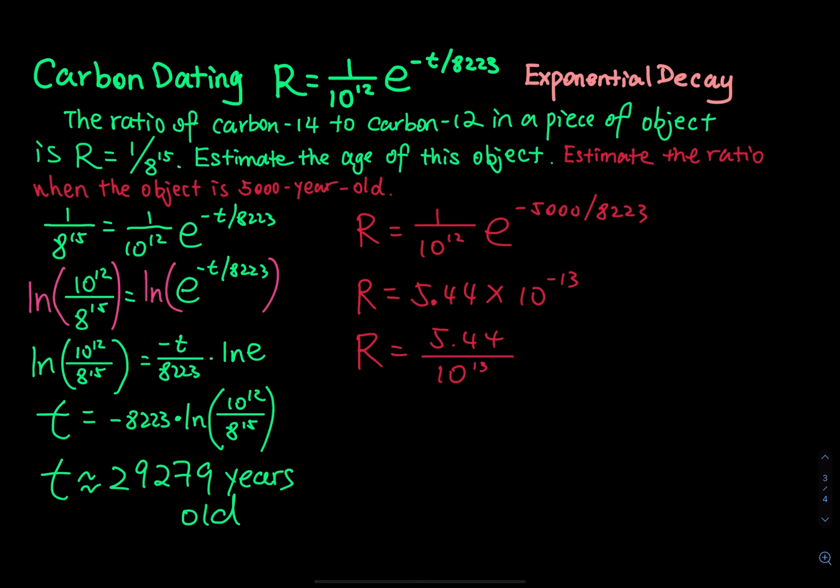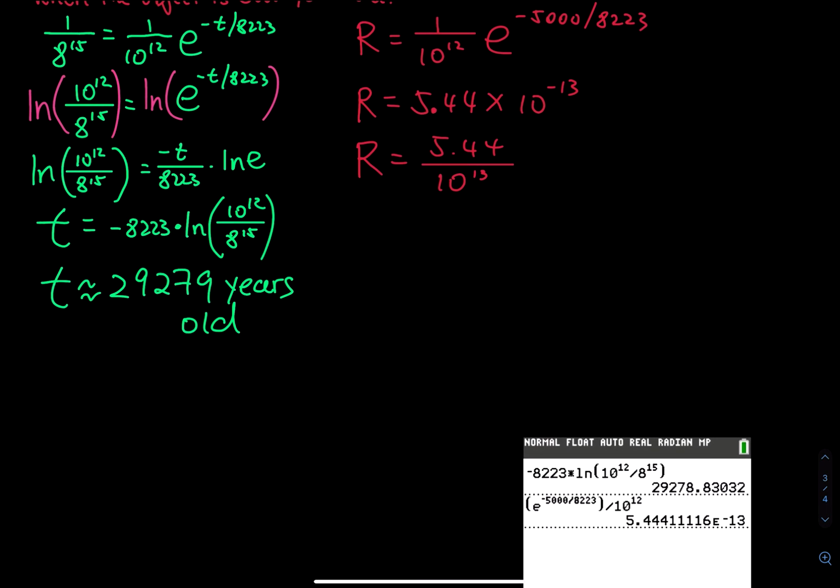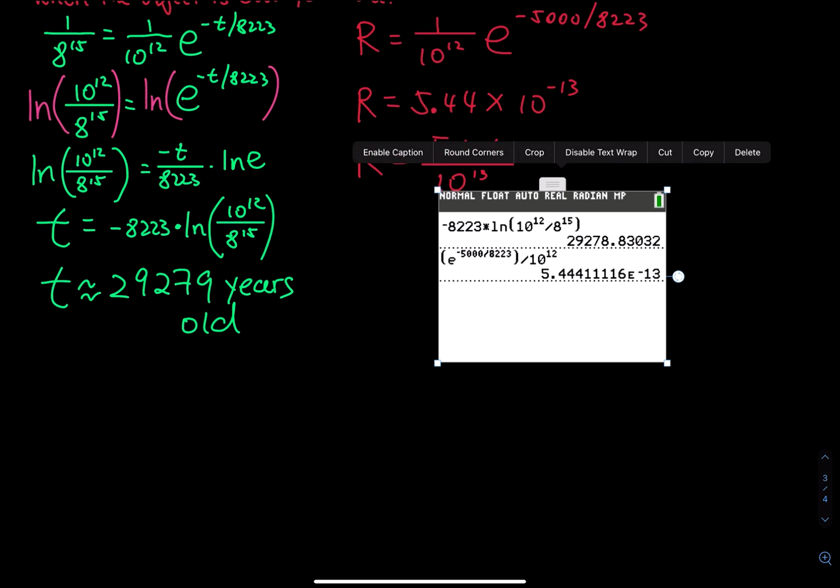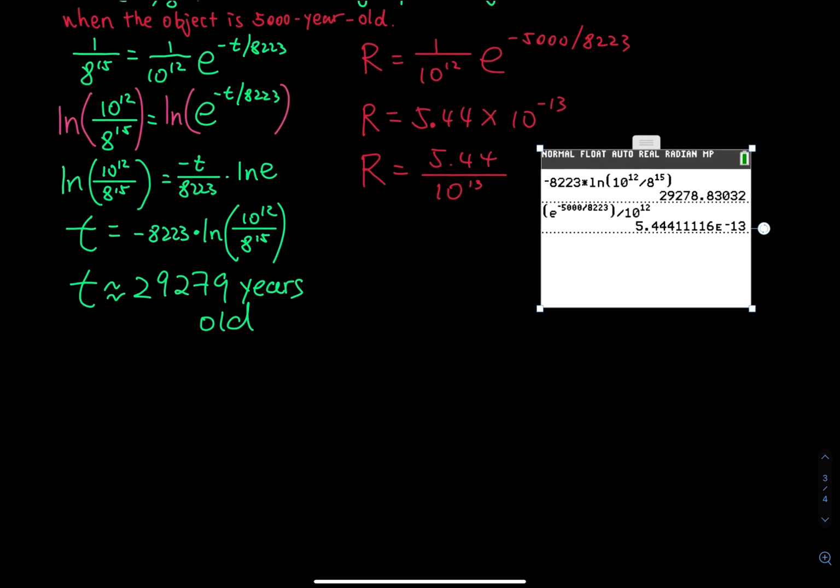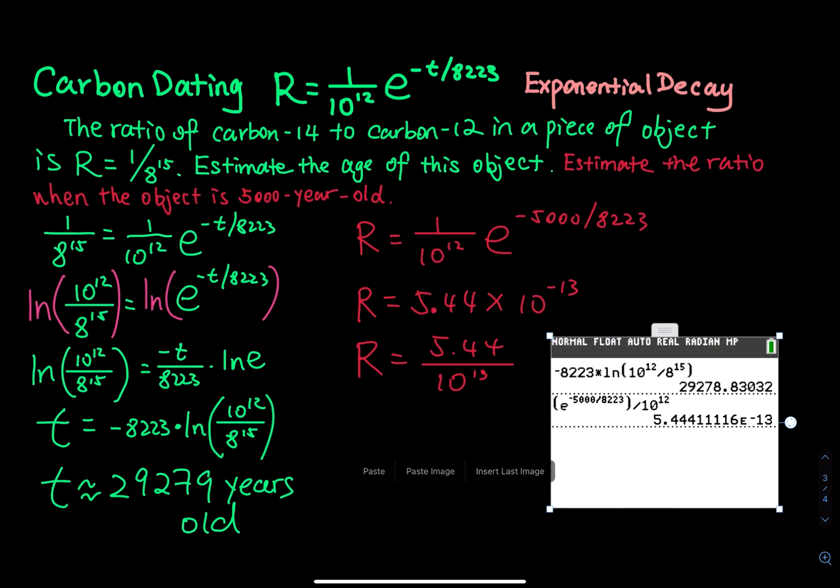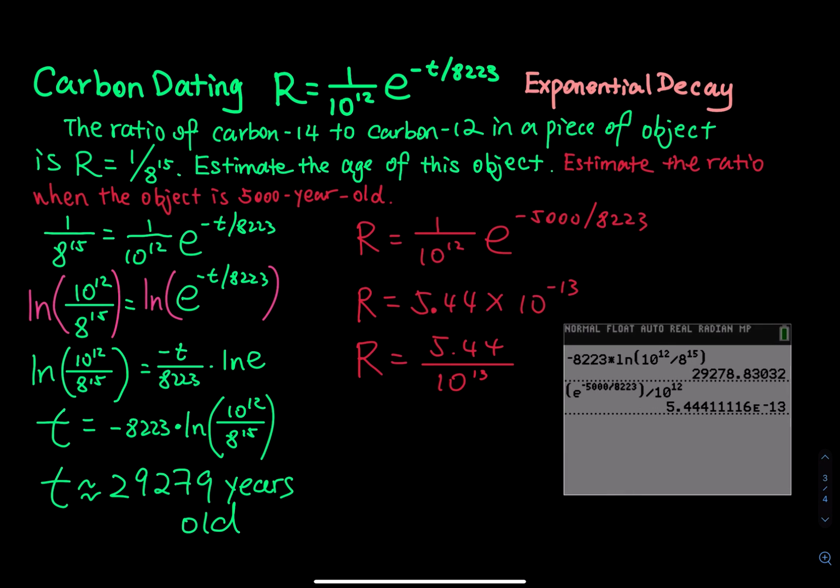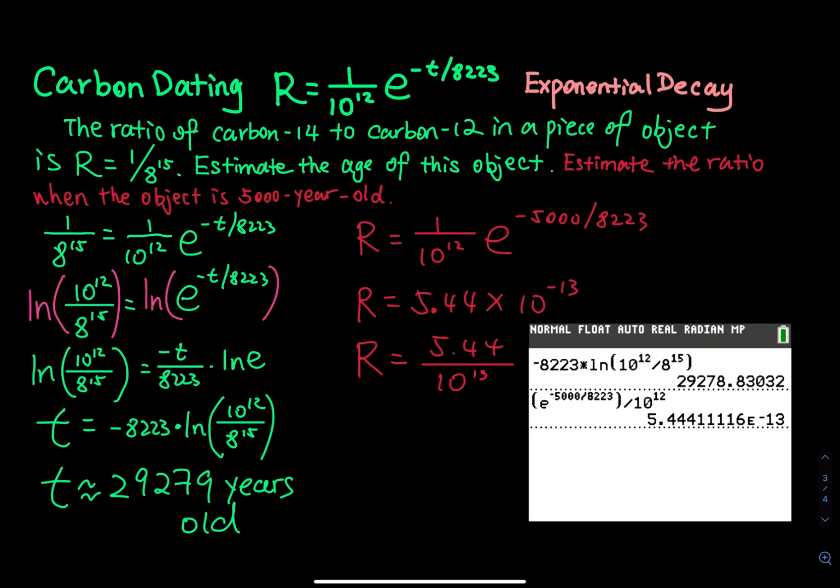I know the most challenging part is the calculator, right? So I also prepared that for you. I know exactly what you need in my video. So here is what I prepared for you, the calculator part. Let me make it a little bit bigger. For the first problem, I have negative 8223 times ln of 10 to the 12 divided by 8 to the 15. Type everything in one line and just do one approximation. You get 29,279.